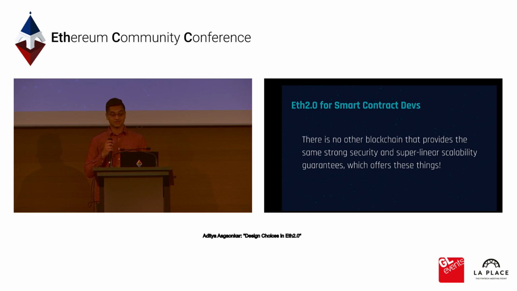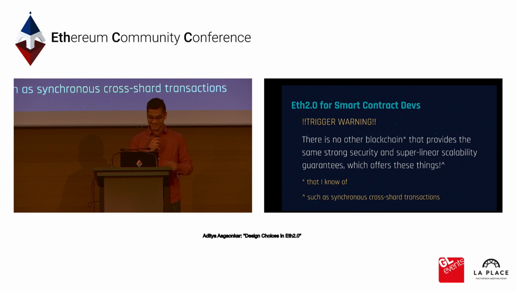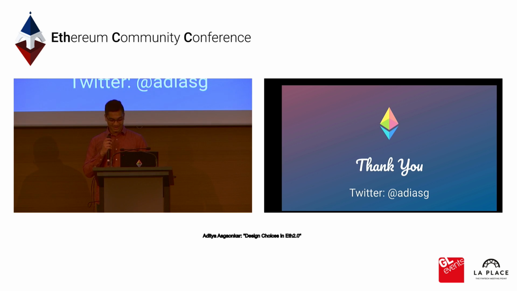This is actually a point of contention, so I'm going to give you a trigger warning. These are my opinions. There is no other blockchain that I know of that provides the same strong security guarantees and super linear scalability, which offers these things such as synchronous cross-shard transactions. That's the end of my talk.